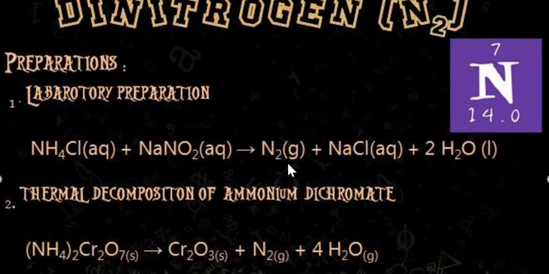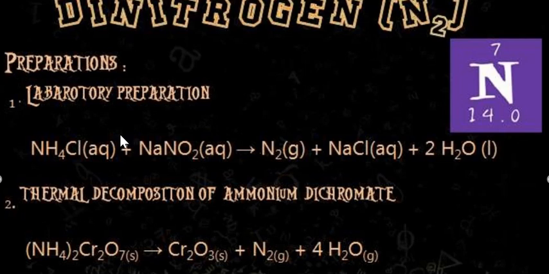And during this reaction, a small amount of NO and HNO3 are also formed. So these impurities can be removed by passing the gas through aqueous solution of sulfuric acid, which contains potassium dichromate.